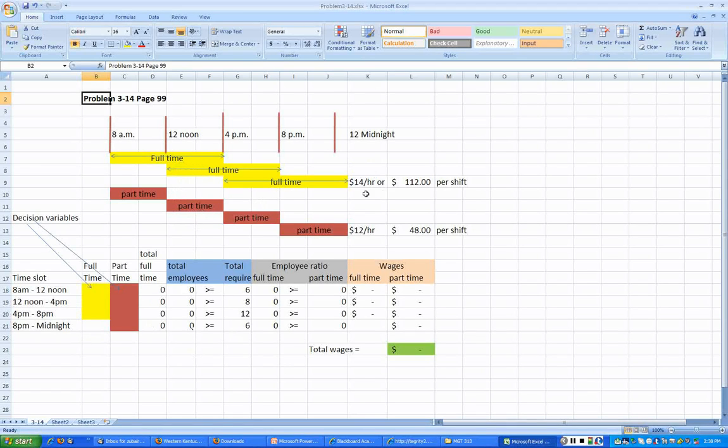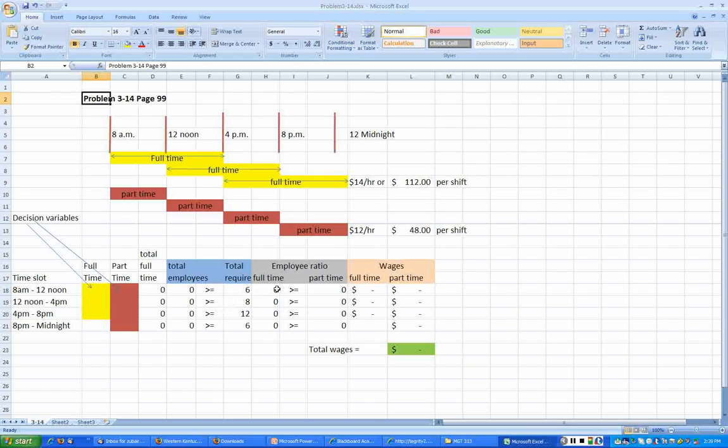The full-timers are paid $14 an hour. Since they work 8 hours, that is $112 per shift, and the part-timers earn $12 per hour, and they make $48 per shift. The time slots are 8 to noon, noon to 4, 4 to 8, and 8 to midnight, and they need at least 6, 8, 12 and 6 workers in those time slots. So we have the minimum staffing that we need.